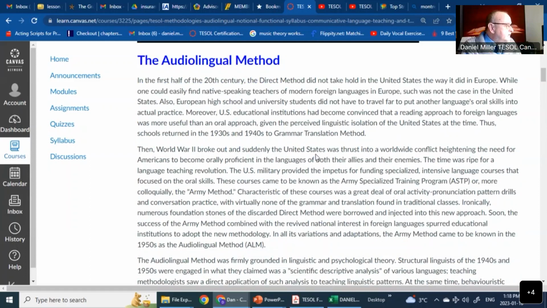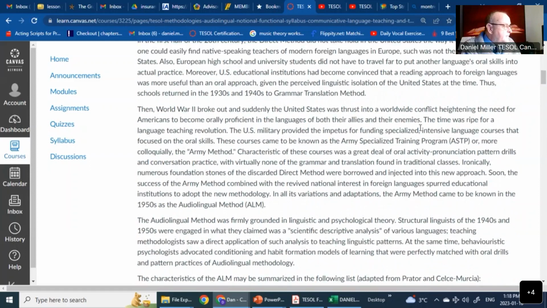And when it broke out and suddenly the United States was thrust into this worldwide conflict, it heightened the need for Americans to become orally proficient in the languages of both their allies and their enemies. Because what was happening now was the American soldiers were being sent overseas. They were being sent into Europe and other areas to act as interpreters, or in some cases, they were sent into enemy countries to act as spies.